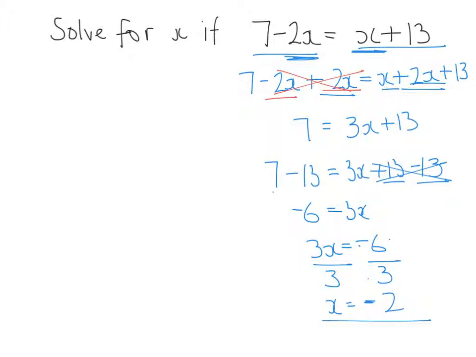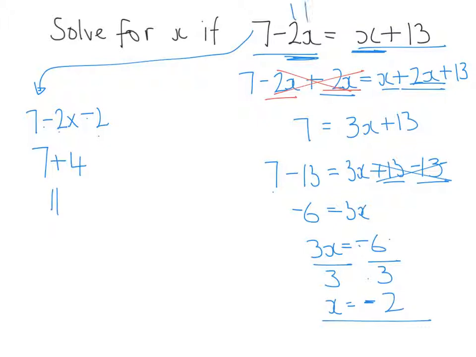Now let's see if this makes sense. So if I take this left hand side here, 7, take away 2, now in place of the x is minus 2. So let's see, a minus times by a minus is a plus, and 2 times 2 is 4. So this left hand side is equal to 11.